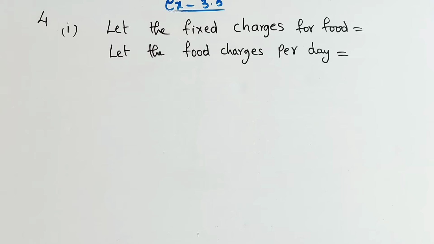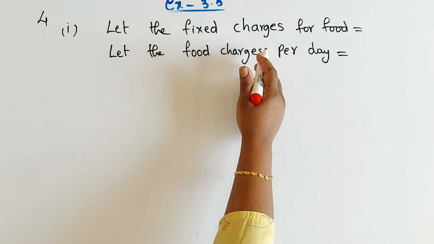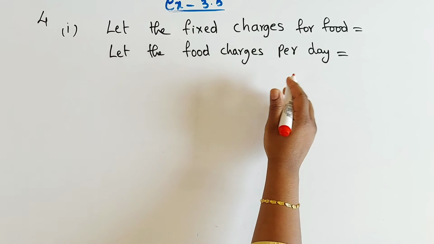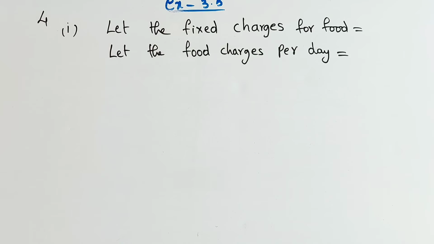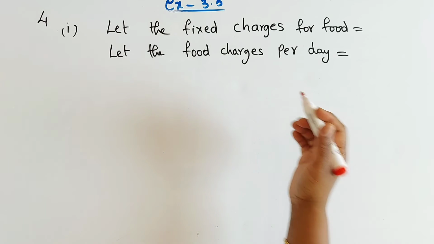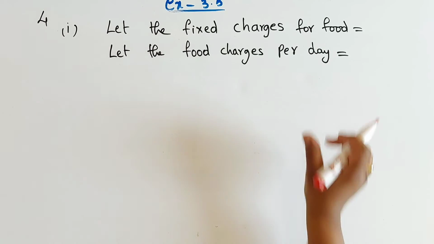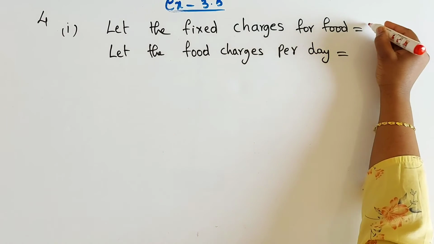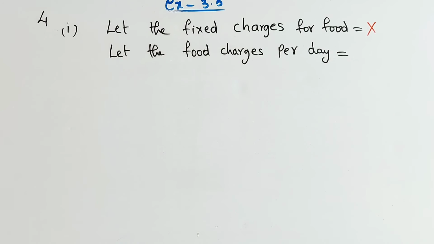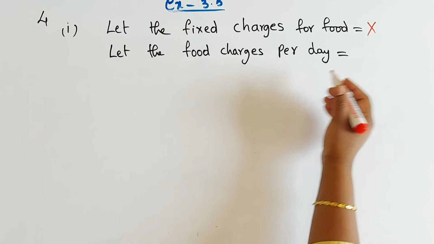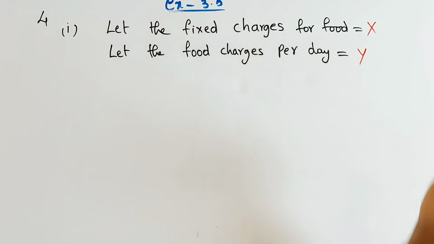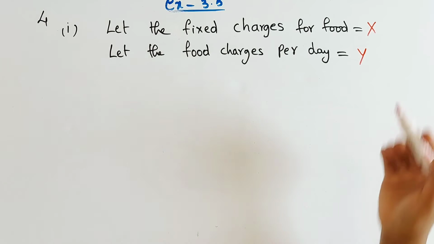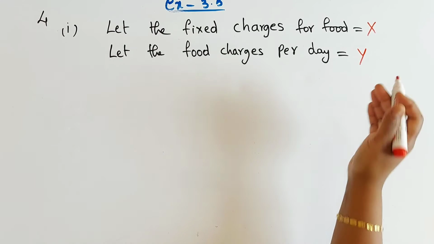Whereas student B, who takes food for 26 days, pays 1180 rupees hostel charges. Find the fixed charges and the cost of food per day. Right, children? We don't know the fixed charges and the cost of food per day. So let the fixed charge be X and let the food charge per day be Y.